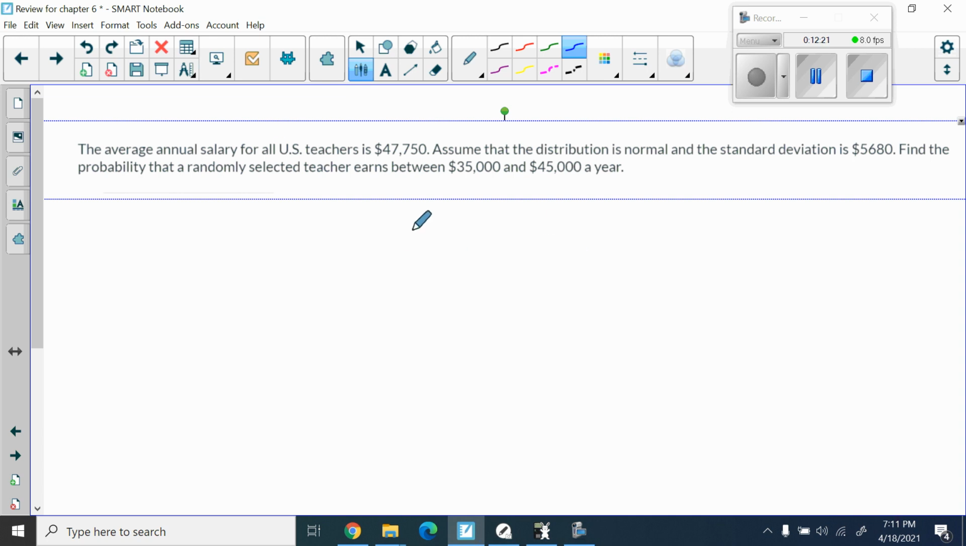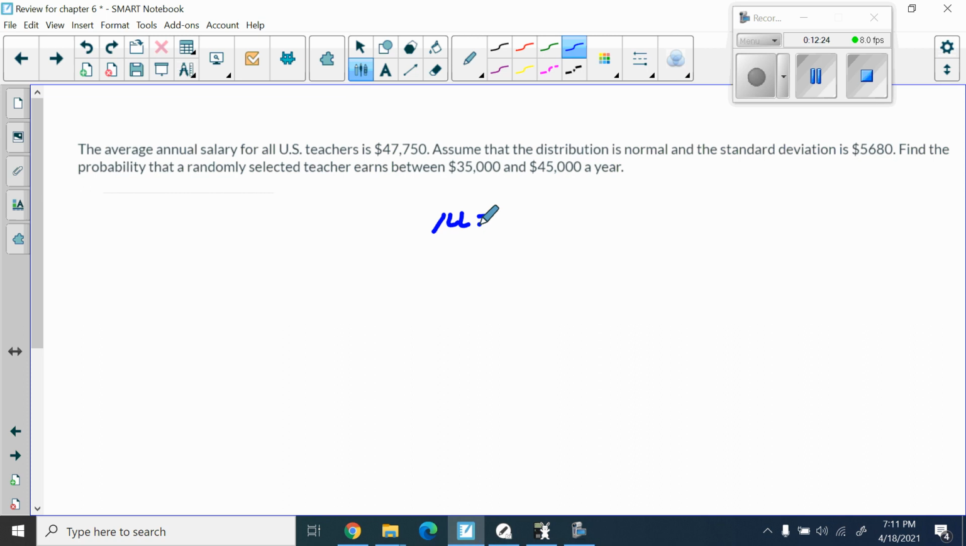Okay, so the average annual salary for teachers is $47,750. Assume the distribution is normal and the standard deviation is 5,680. Find the probability that a randomly selected teacher earns between $35,000 and $45,000 a year. So we have to calculate two separate z-scores, one for 35 and one for 45. All right, the $35,000 z-score is going to be our lower bound.